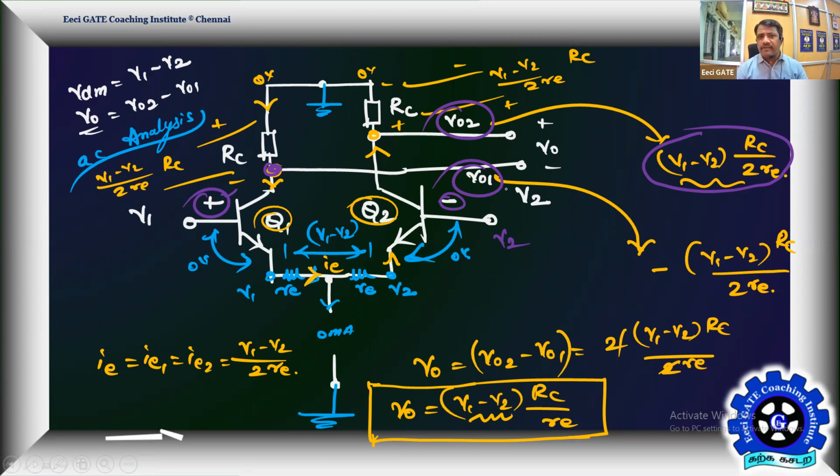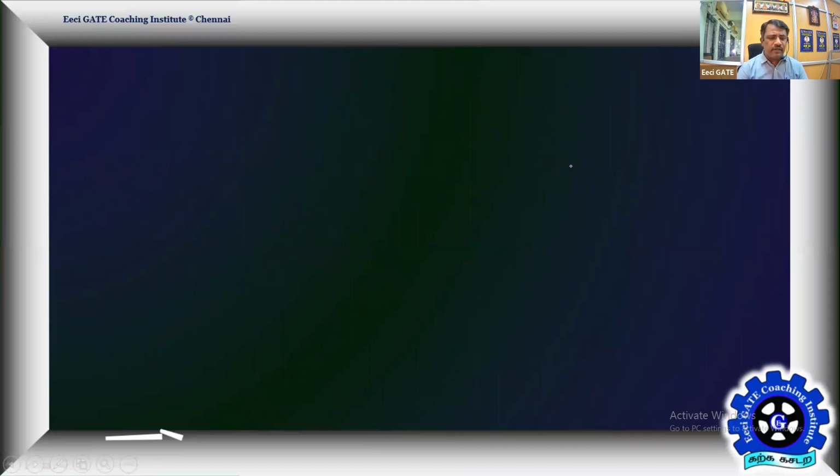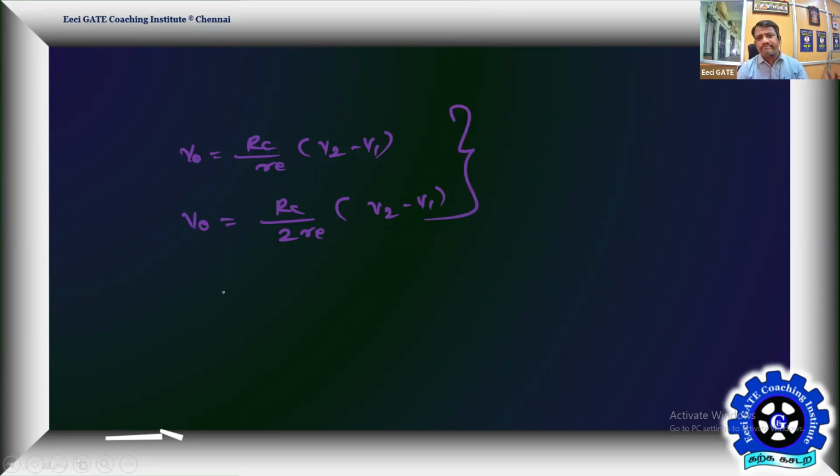Suppose, for example, I have created one more option like this. I'm giving you two options. One option is V0 equal to RC by small rg into V2 minus V1. I'm creating one more option, V0 equal to RC by 2 rg into V2 minus V1. Definitely your memory won't work, and then you will be in a dilemma about which one is the correct answer. That should be the trap. In this case, this is wrong, and this is the correct answer. So that trick he missed, it didn't trap us.